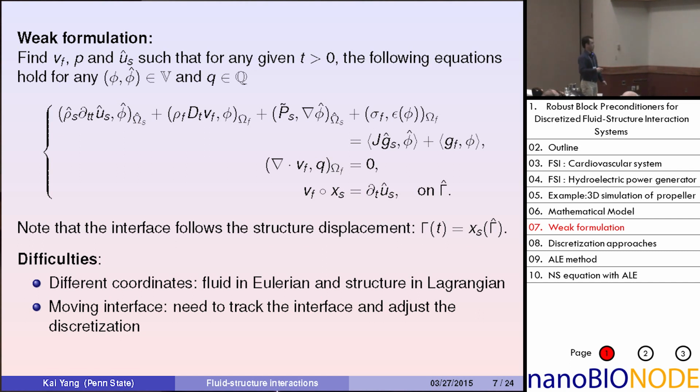As for the difficulty of simulating FSI, there are two main items. The first one is the difference in coordinates. Fluid is in the Eulerian coordinate and structure is in the Lagrangian coordinate. The second one is the moving interface. Since the interface is moving, for the fluid, we know that we already discretized in the Eulerian coordinate. Since the domain is changing, we have to adjust the mesh so that it will fit this moving domain.